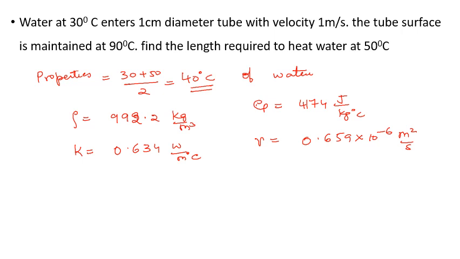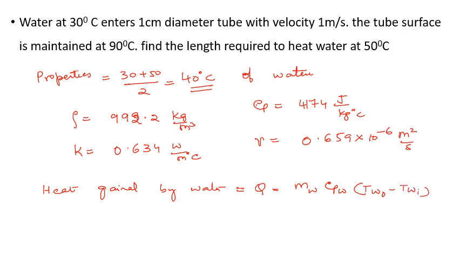Once the property has been taken up, we can use the heat gained by water. Heat gained by water can be calculated as Q equals m of the water, Cp of the water, and the temperature difference, that is T outlet minus T inlet. And also we need to find out the mass flow rate.